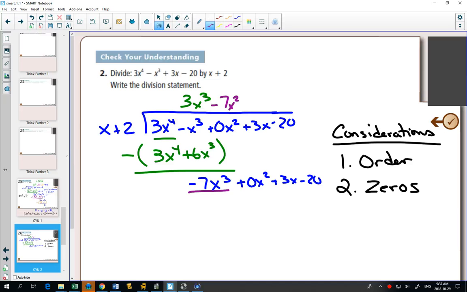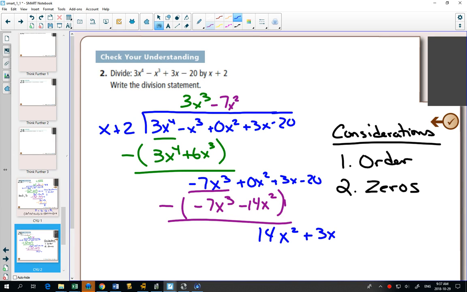And multiplying this through, the 0 also helps us here. Minus 7 times 2 is minus 14. And subtract. The 0 helps us here because it helps us think 0 minus a negative 14 is positive 14. And then we continue.